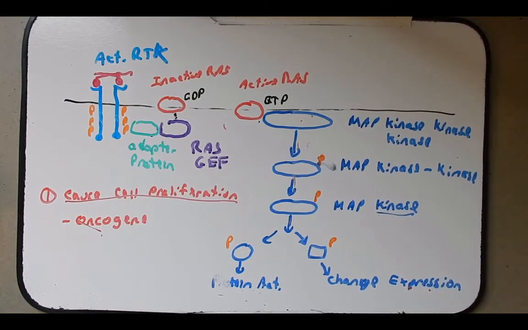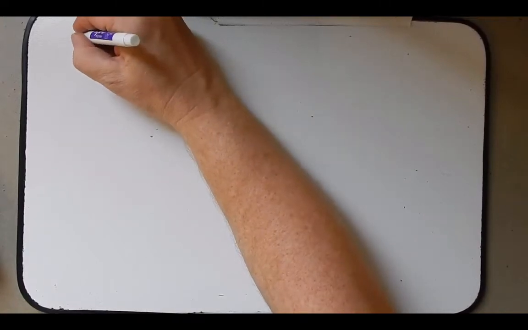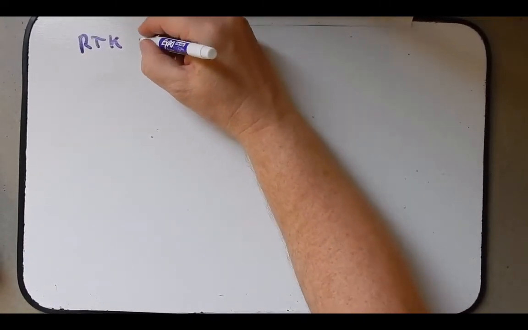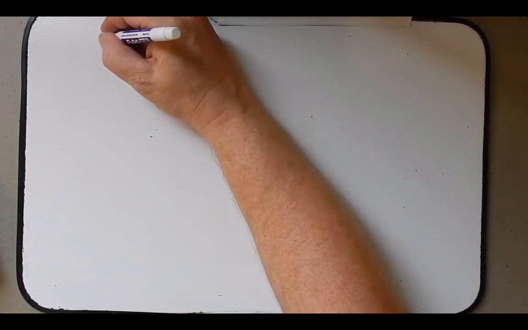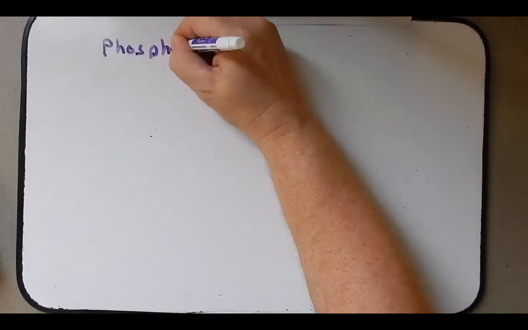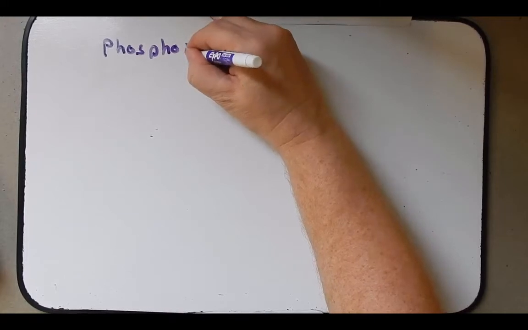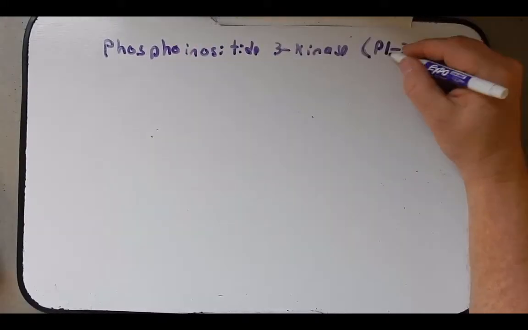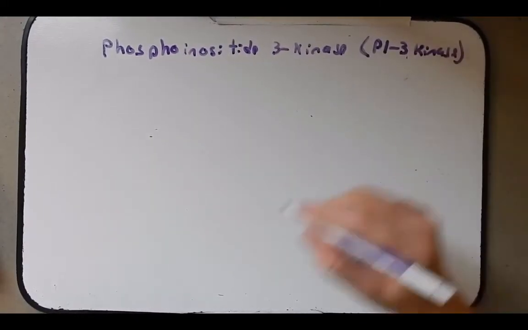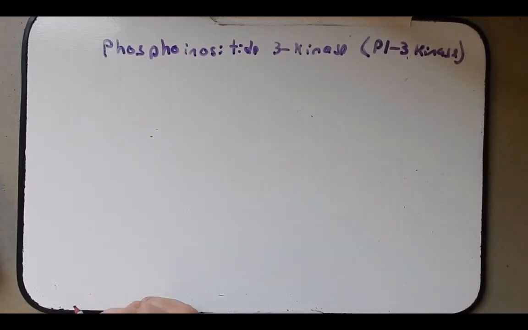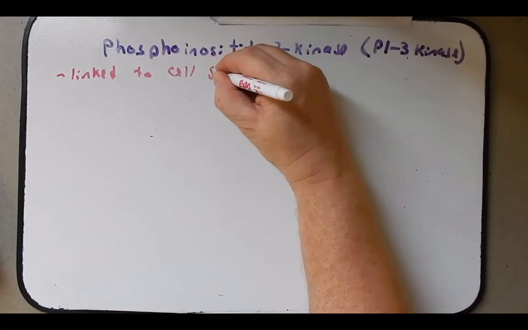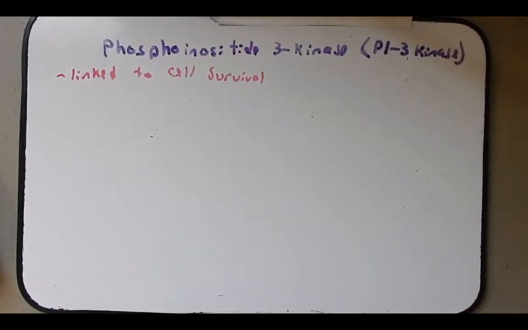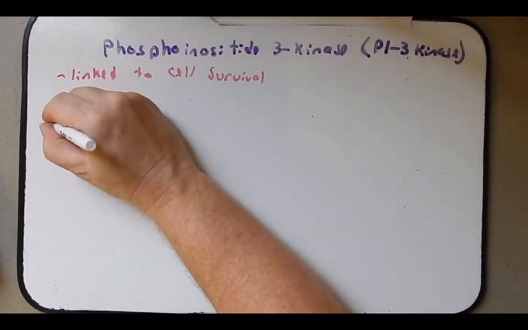Okay, that's all I have to say about Ras, but now let's talk about this second pathway. Okay, now let's talk about receptor tyrosine kinases and how they activate. So next let's talk about the pathway involving phosphoinositide 3 kinase, PI3 kinase for short. Activating PI3 kinase is linked to cell survival. And I'll explain that in a moment, but let's first look at the pathway here.